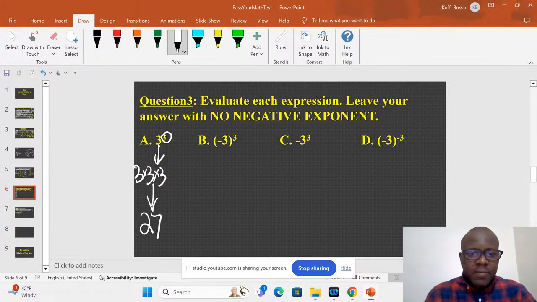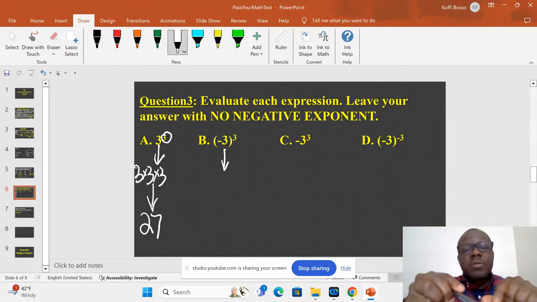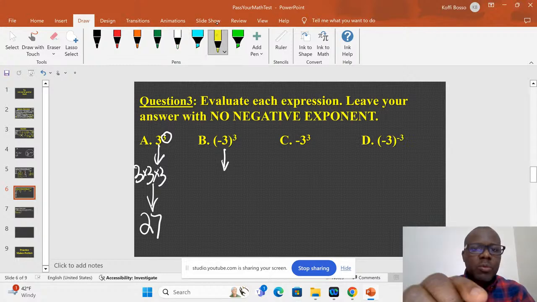Understand that for B, we have a negative 3 in the parentheses, right? So that means we're going to take that negative 3.